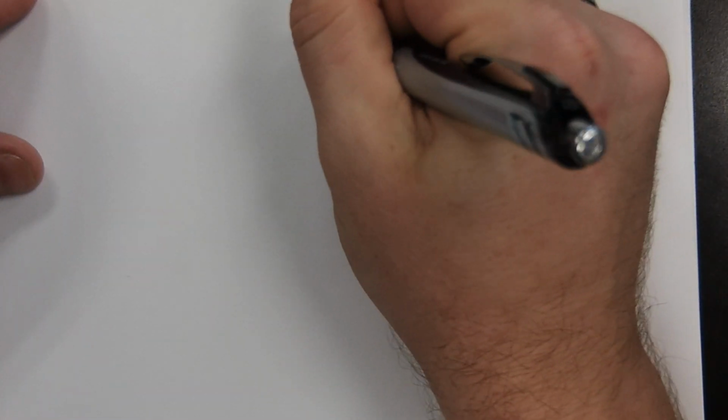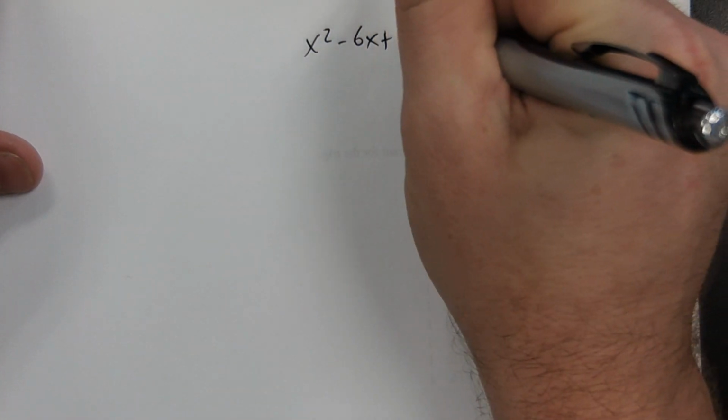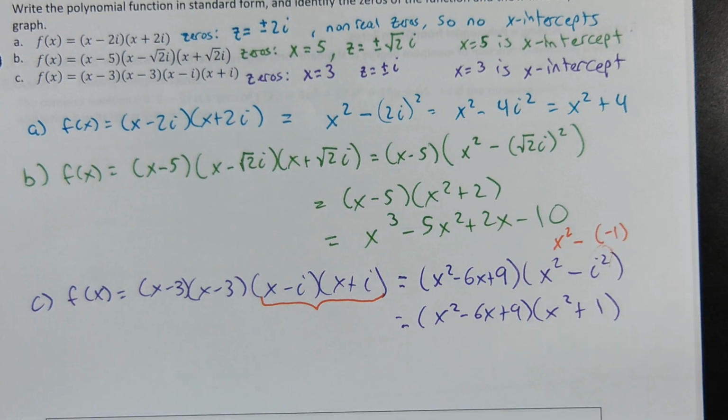Anyway, I'm trying to show you something that Miss Hess taught me. What is it? x squared minus 6x plus 9, and we're going to multiply it by x squared plus 1.